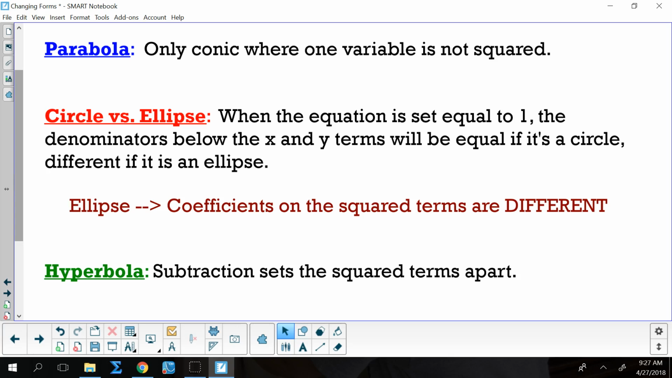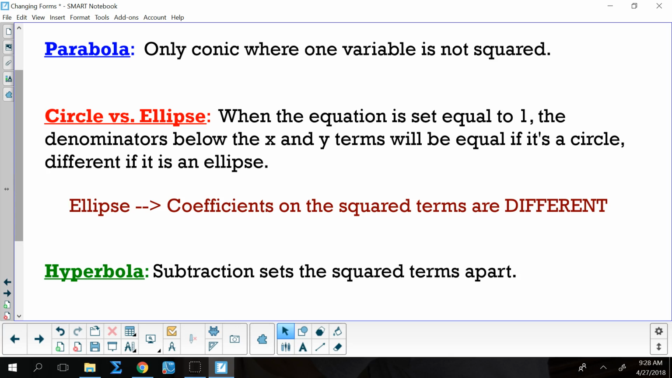The not so easy ones are circles and ellipses because they're so similar. Okay? Both of them have 2 squared terms. Both of them are adding the squared terms together. The difference is that in an ellipse, the coefficients on the squared terms are different. Okay? If the coefficients are the same on the squared terms, it's a circle. If the coefficients are different, it's an ellipse.